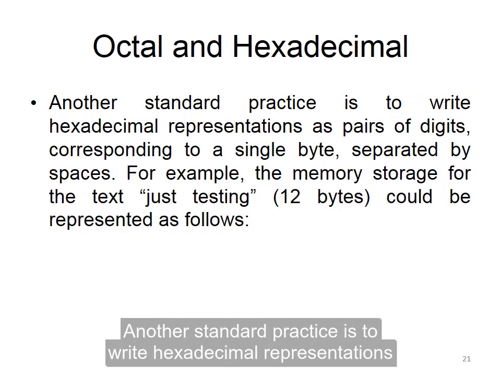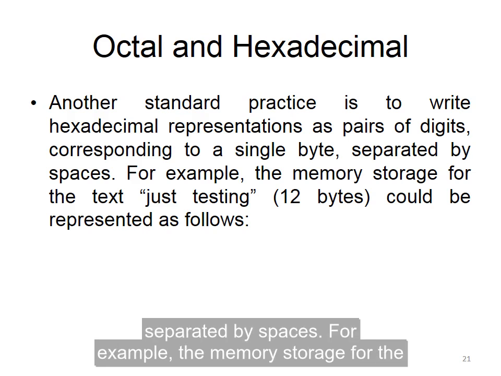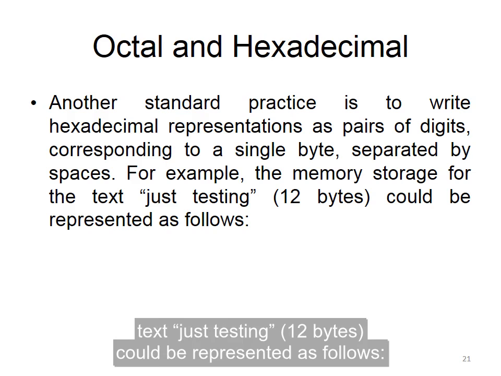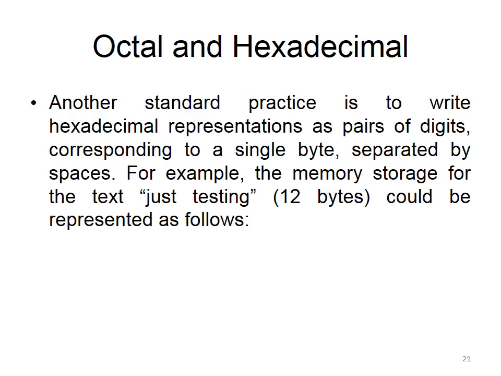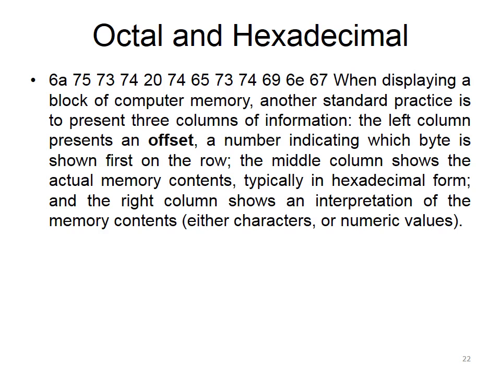Another standard practice is to write hexadecimal representations as pairs of digits, each corresponding to a single byte, separated by spaces. For example, the memory storage for the text "just testing", which takes 12 bytes, could be represented as follows: 6A 75 73 74 20 74 65 73 74 69 6E 67.